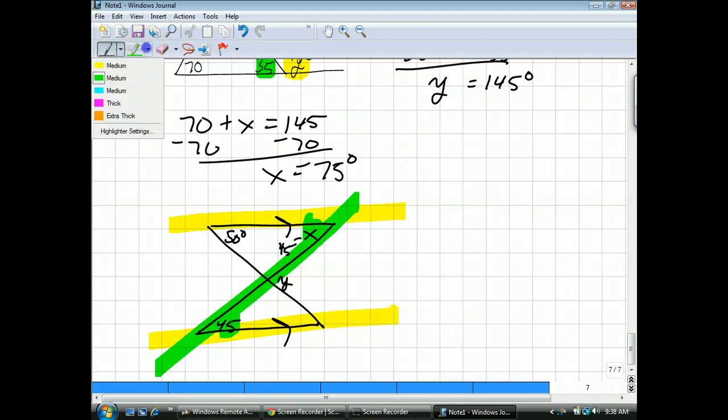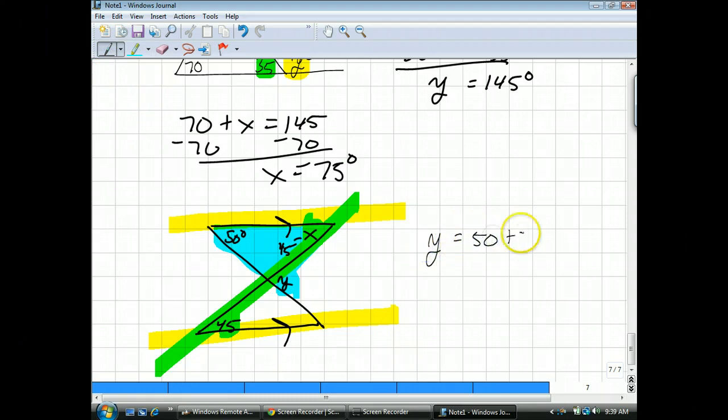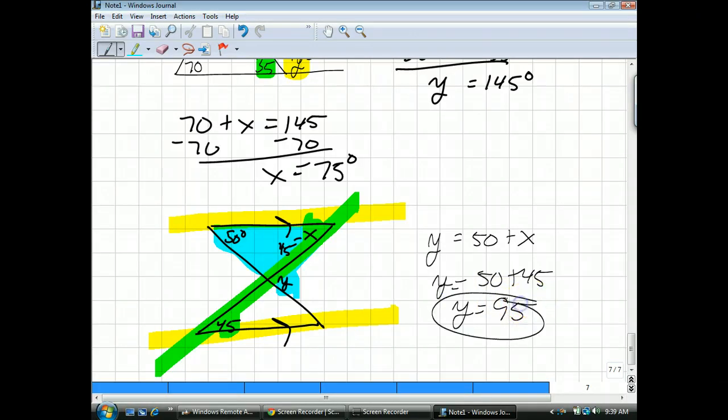Then if I look at this triangle, then y is an exterior angle, and so y has to equal 50 plus x, but we know x is 45, so y has to equal... wait, I made a mistake. I'm sorry. No, I'm right. Y has to equal 95. Okay? So y has to equal 95 degrees.